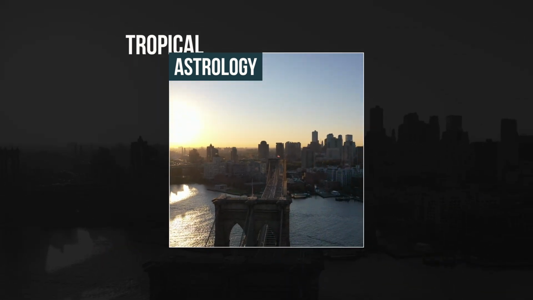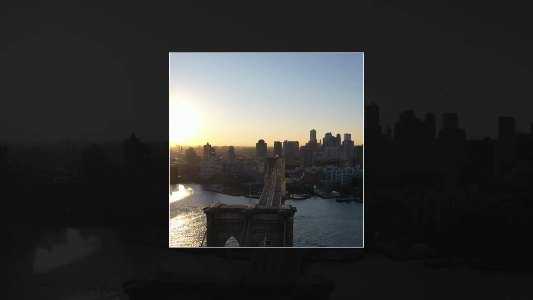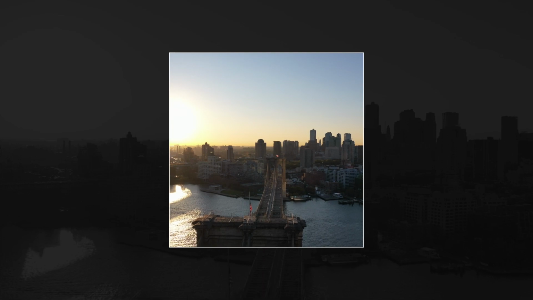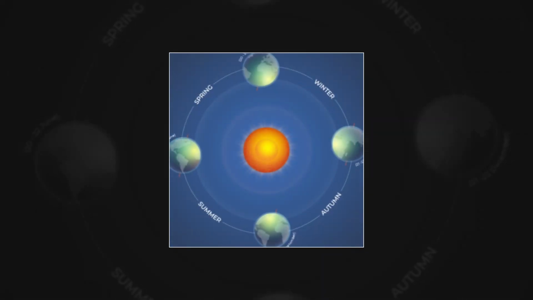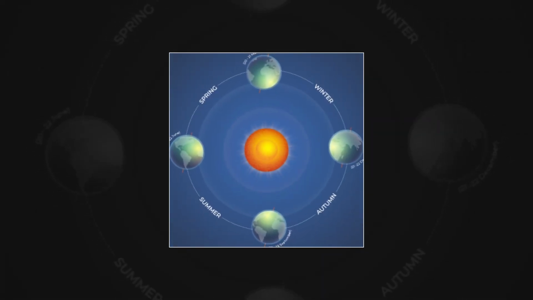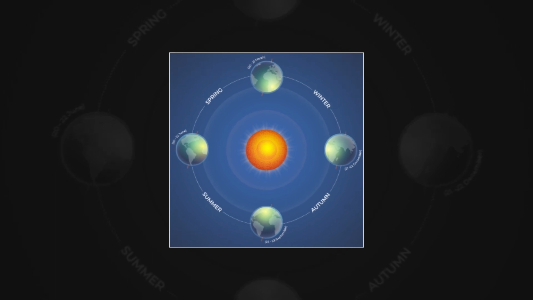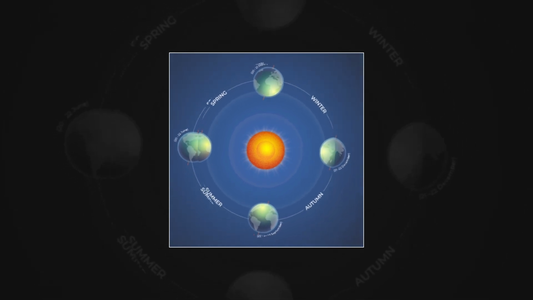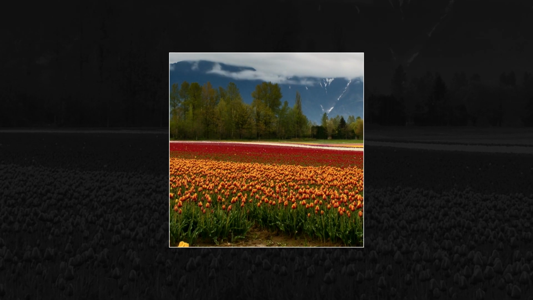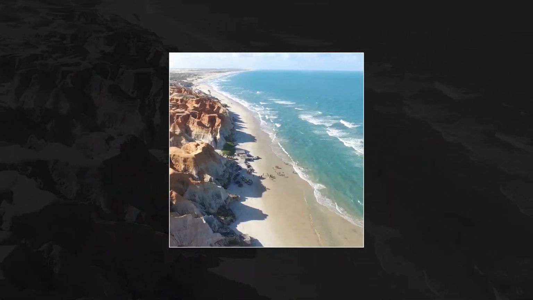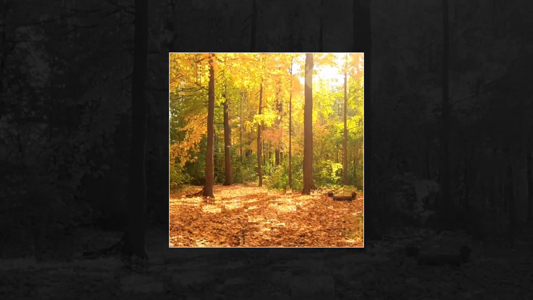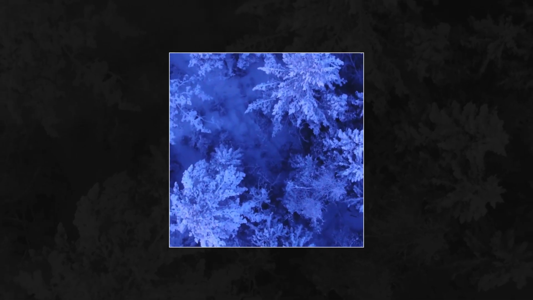Tropical astrology is the most popular system in the Western world. It is based on the seasons and the position of the Sun relative to the Earth's equator. The zodiac signs in tropical astrology are aligned with the seasons, so for example, Aries starts on the spring equinox, Cancer on the summer solstice, Libra on the autumn equinox and Capricorn on the winter solstice.